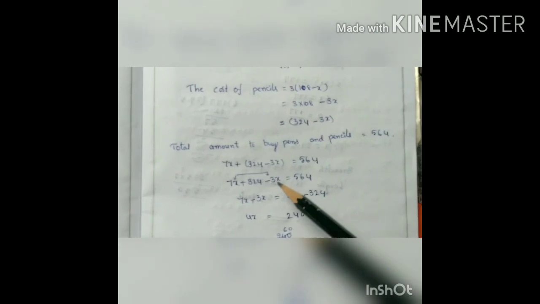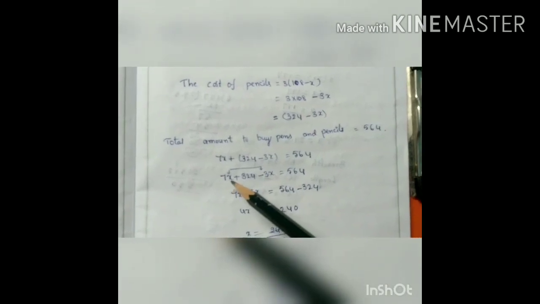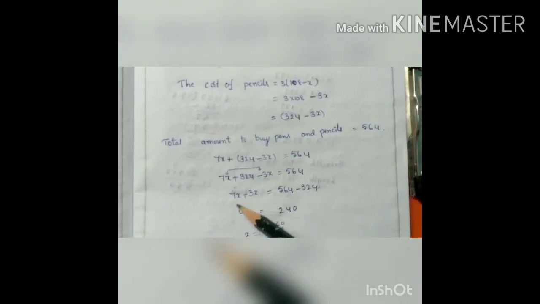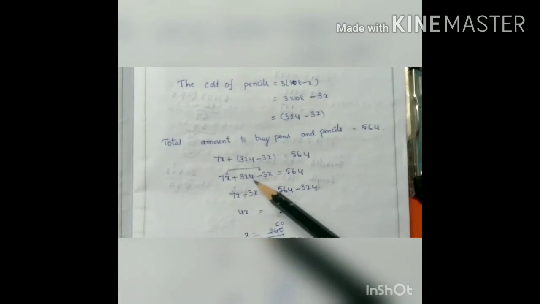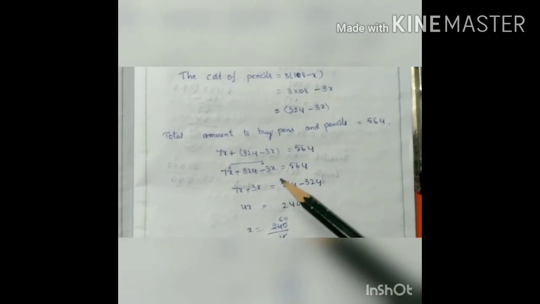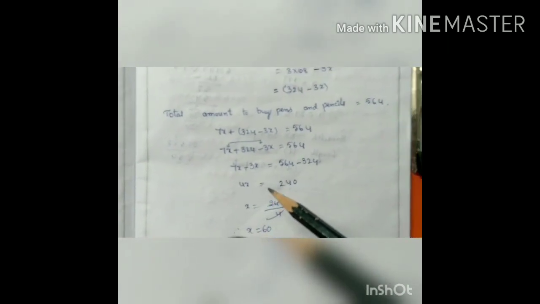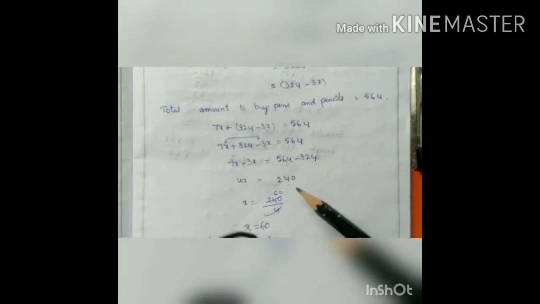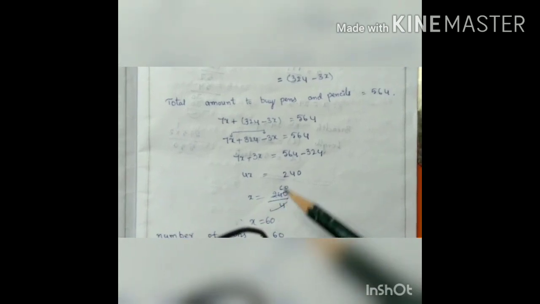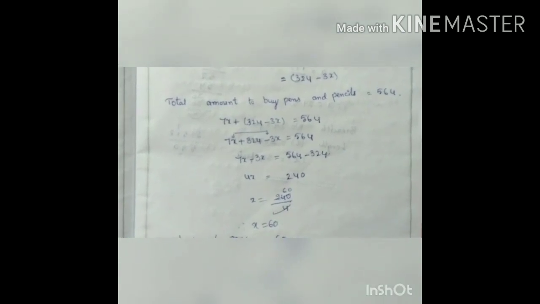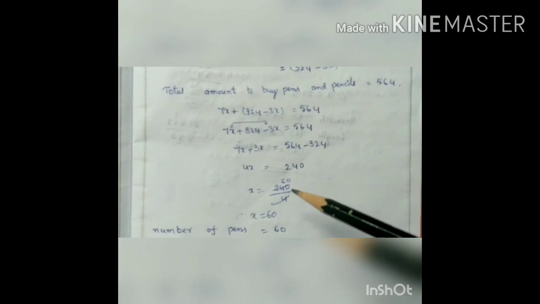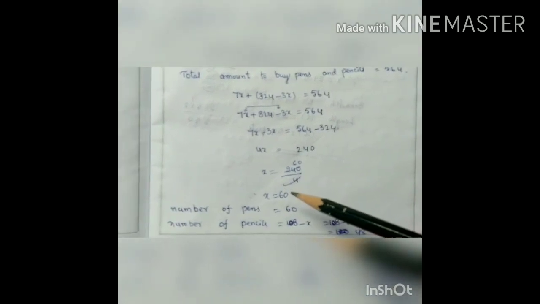Pens 7x plus pencils 324 minus 3x equals the total amount 564. 7x minus 3x, the same variable, only a single term, plus 324 moves across and becomes negative: 564 minus 324. So 7x minus 3x equals 4x, equals 240. x equals 240 by 4. In the 4 table, 240 is 60 times. Therefore x equals 60.